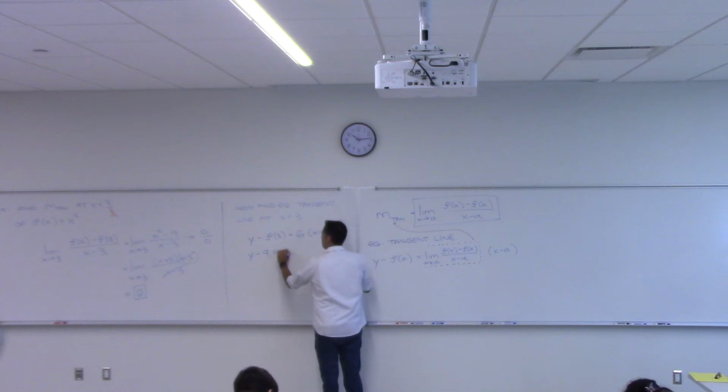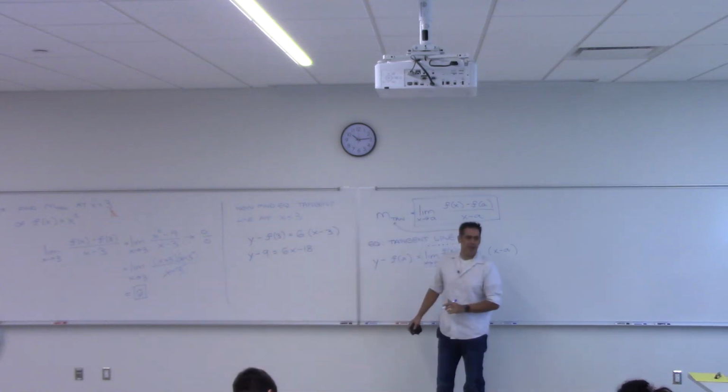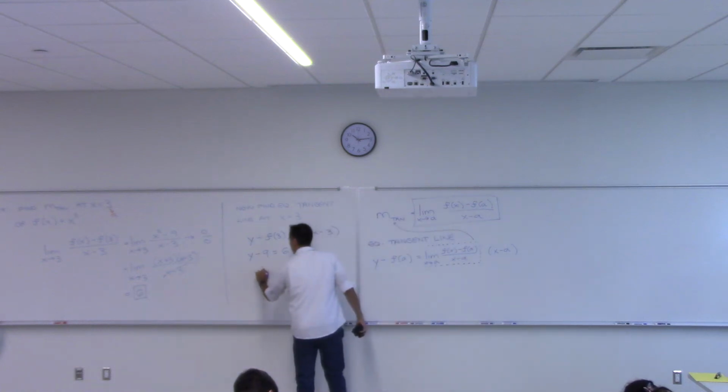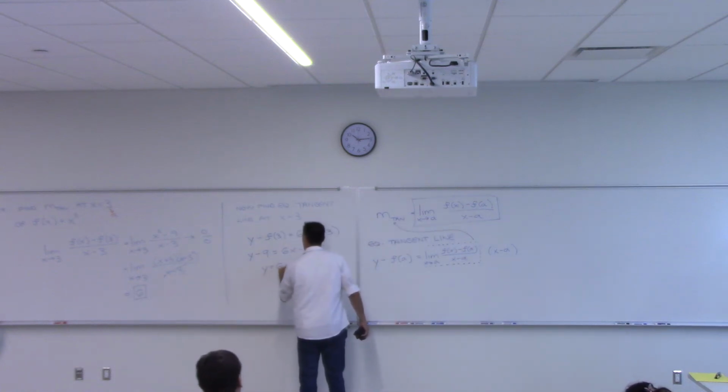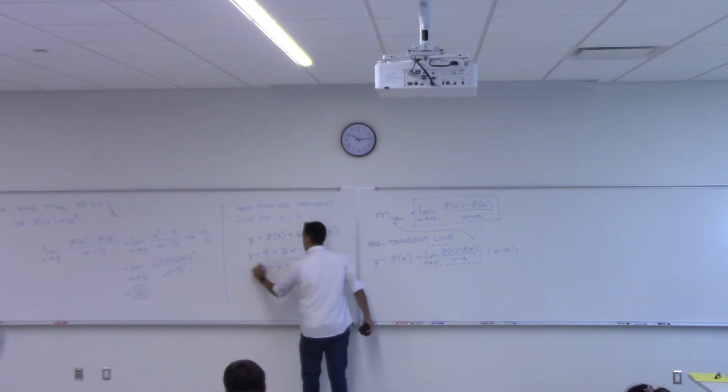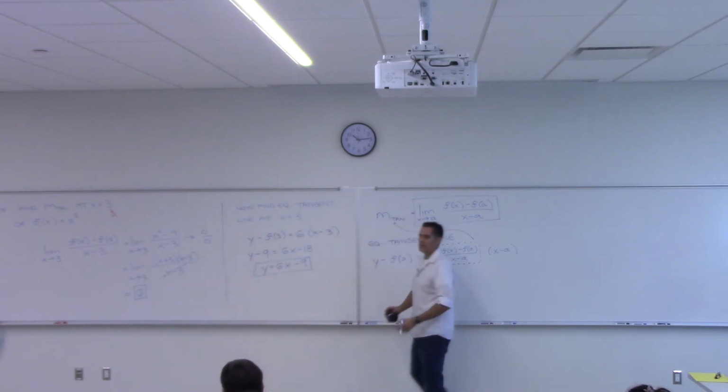Over here, let's distribute: 6x minus 18. Add 9 to both sides. That's it right there.